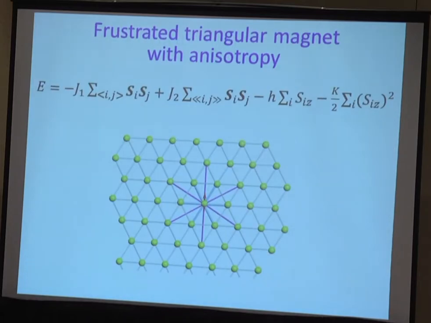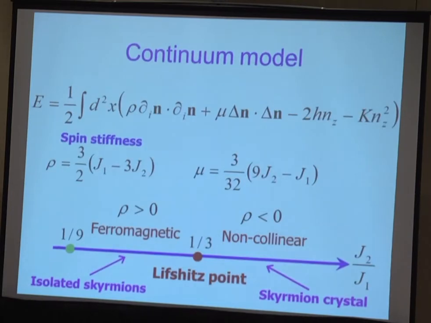So they considered a similar model, we just added the anisotropy, and then we could look at the zero temperature phase diagram and study these phases in more detail. Now it has to be said that the physics of this model depends very strongly on where you are from the Lifshitz point.